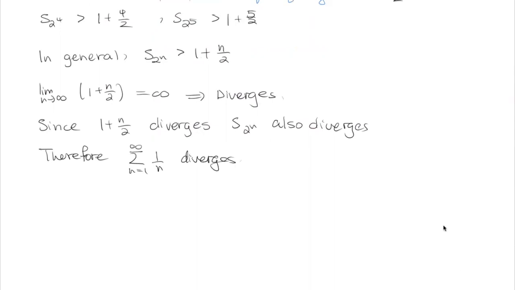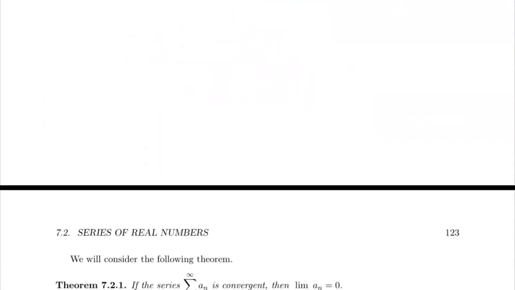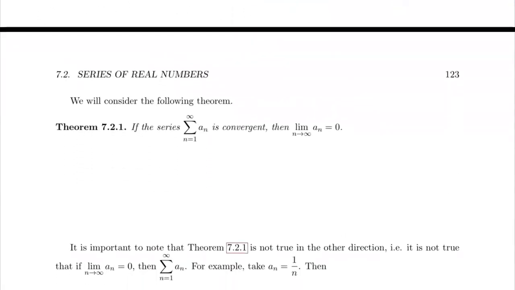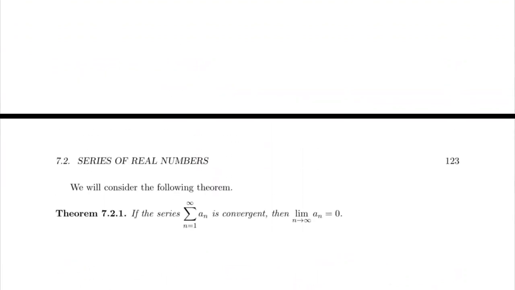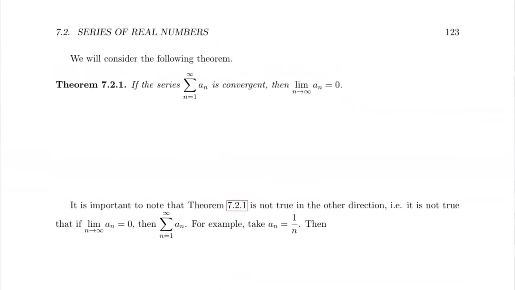Very good. All right. So now let's have a look at one theorem that is an important theorem whenever we want to test whether a series converges or diverges. So it says here, if the series is convergent, then that means the limit of the sequence has to equal 0. Now let's prove this. It's a pretty easy proof.